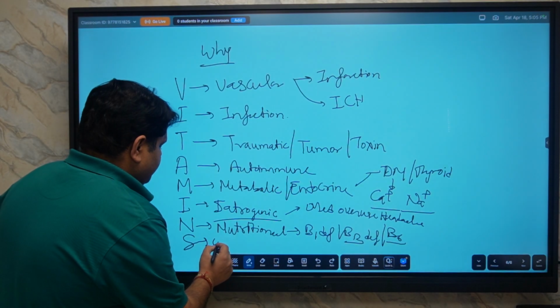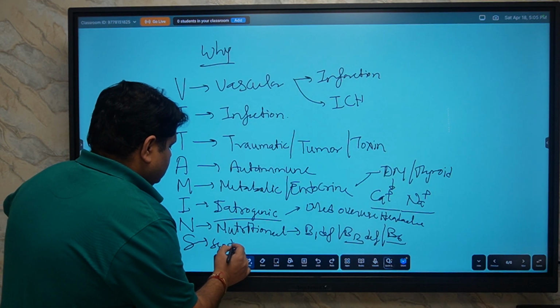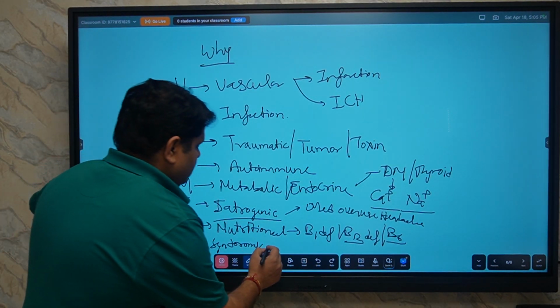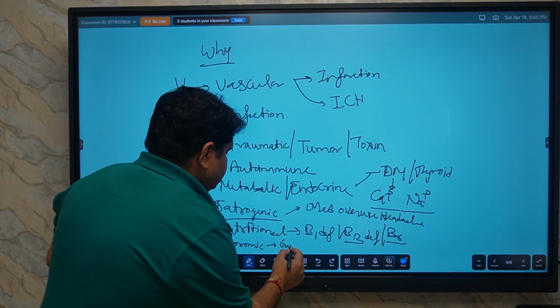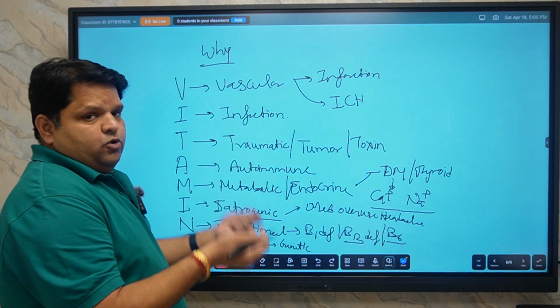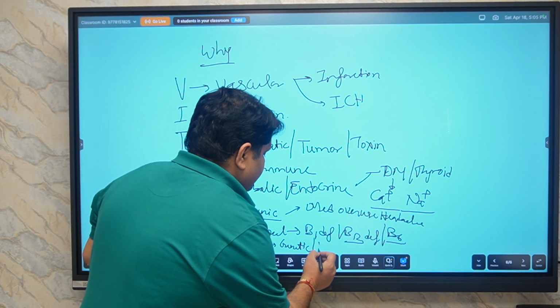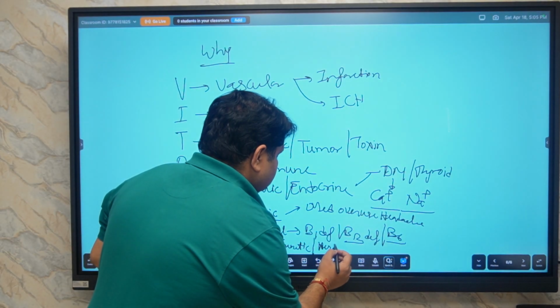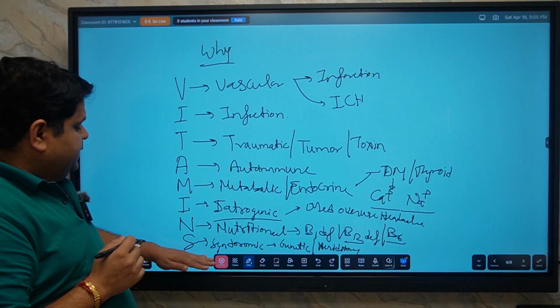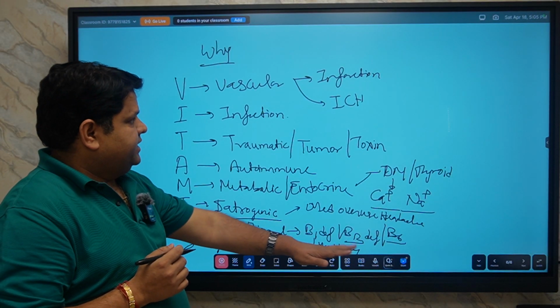S is for syndromic. In syndromic we may have genetic diseases like Huntington chorea and spinocerebellar ataxia. We have hereditary causes. So syndromic includes genetic and hereditary causes.